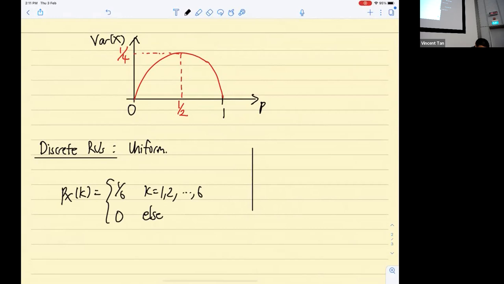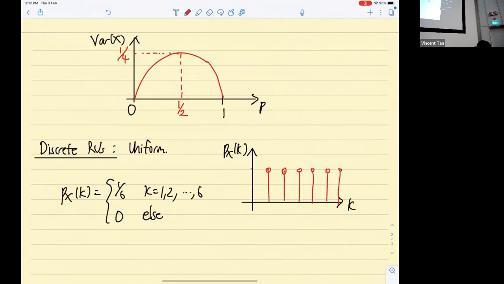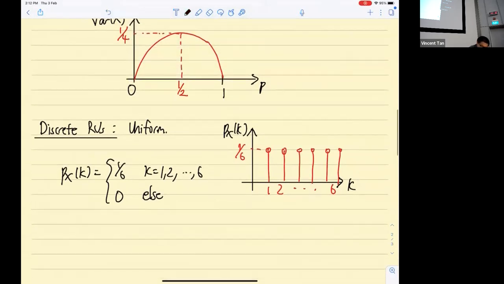So the picture is as follows. The probability mass function is given by the following simple graph. This is Px of k, and k is here. And the probability mass function takes on values given by 1/6, for 1, 2, all the way up to 6. Now, since the expectation value, as I mentioned last time, represents the center of gravity, if you wish, of the probability mass function, it is not so difficult to just eyeball this. Where's the center of gravity of these numbers, 1 to 6? Well, it's here, right?